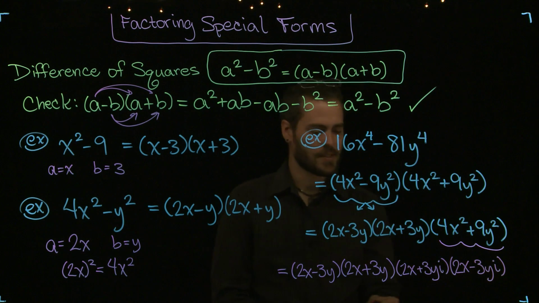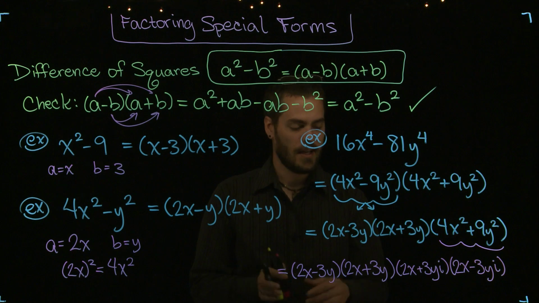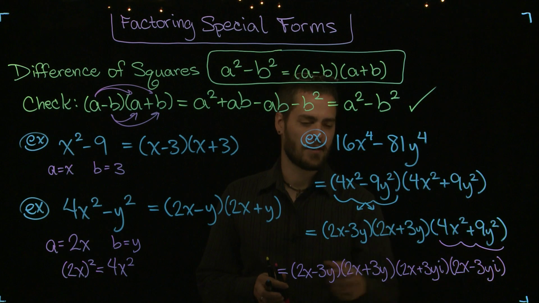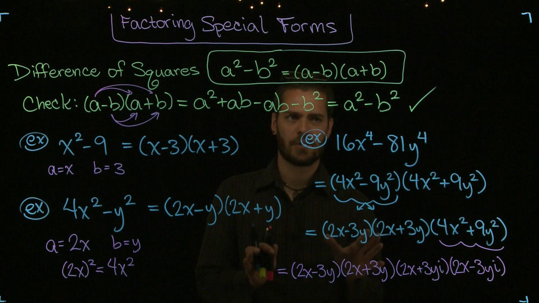And what you're probably noticing is that the sum of squares and the difference of squares really follow the same pattern, and they do. But with the sum of squares, you have to add that imaginary unit there, otherwise it's not going to work. So let me move on to talk about the sum of squares.